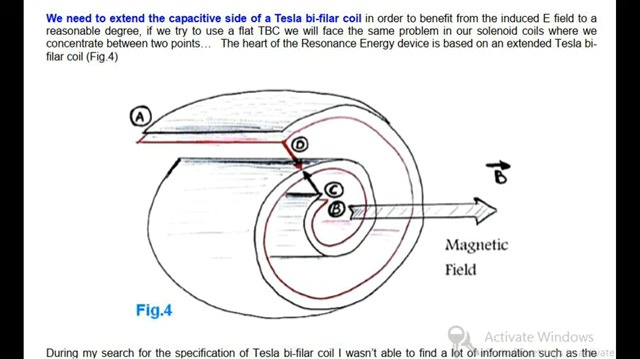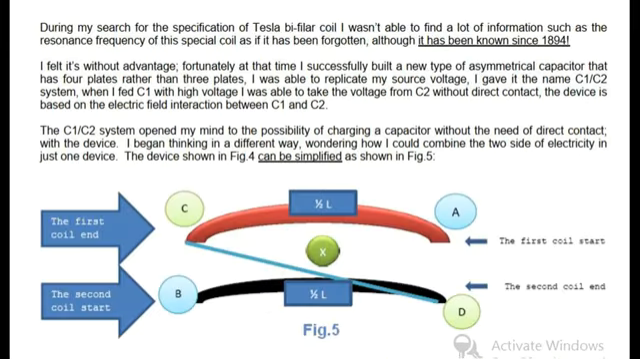If we try to use a flat TBC, we will face the same problem as in our solenoid coils, where we concentrate between 2 points. The heart of the resonance energy device is based on an extended Tesla bifilar coil, Fig. 4. During my search for the specification of the Tesla bifilar coil, I wasn't able to find a lot of information, such as the resonance frequency of this special coil, as if it has been forgotten, although it has been known since 1894. I felt it was without advantage.